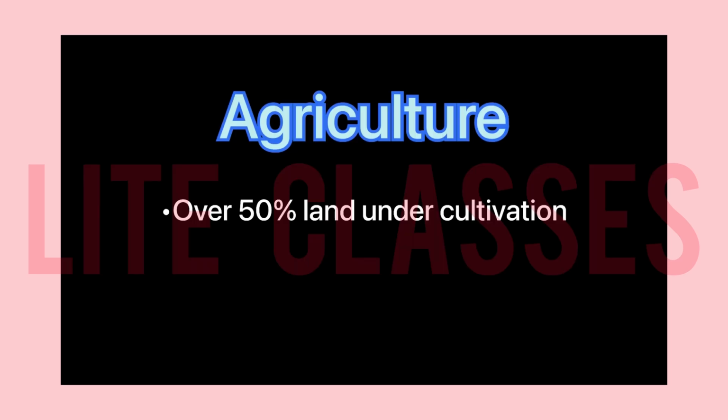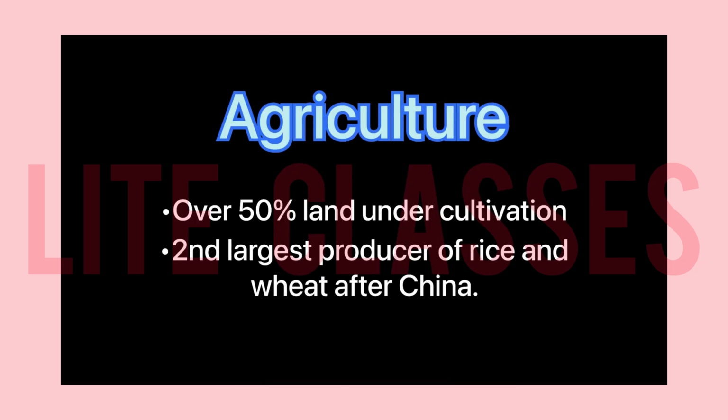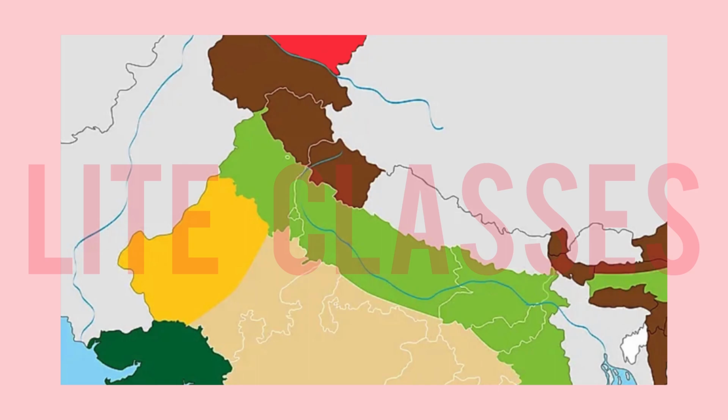With over 50% of its total land under cultivation, India stands as one of the world's top agricultural producers. The Gangetic Plain, the Deccan Plateau, and the coastal regions are the primary agrarian landscape. India is the world's second largest producer of both rice and wheat. States like Punjab, Haryana, and Uttar Pradesh are termed the granaries of India.